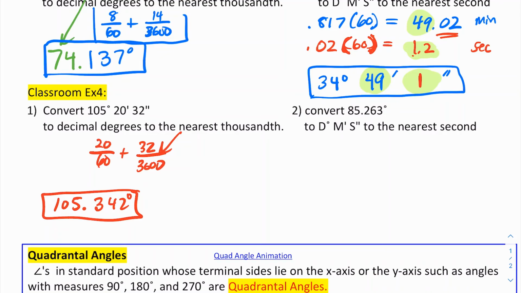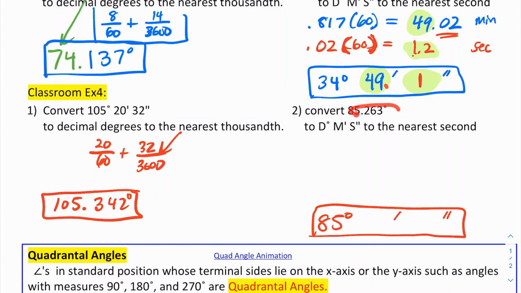And then for the next one, we have 85 degrees. And it wouldn't matter if the 85 was negative, you would just put a negative. It wouldn't change how you do this problem at all, just for your information. So we're going to take the end of this part, this 0.263, and we'll multiply it by 60.